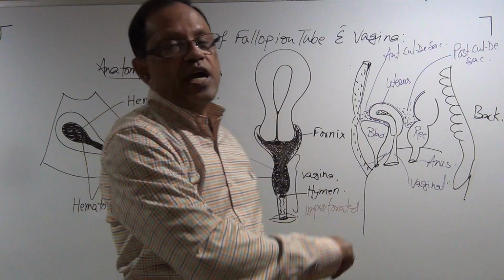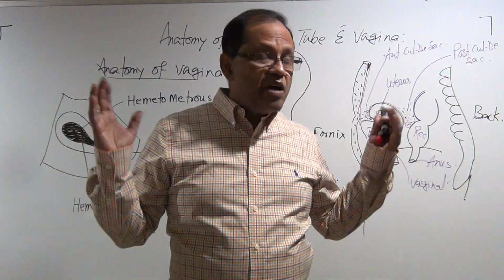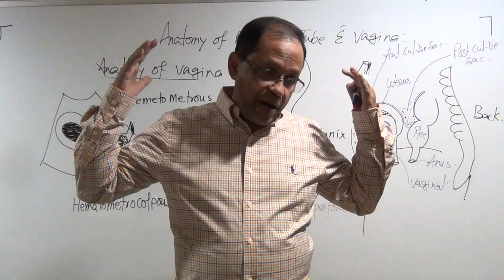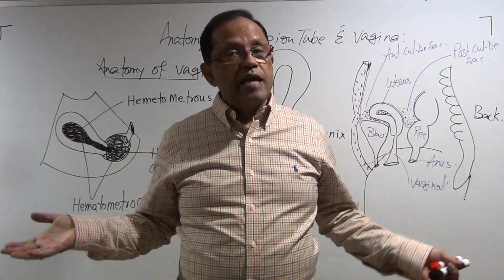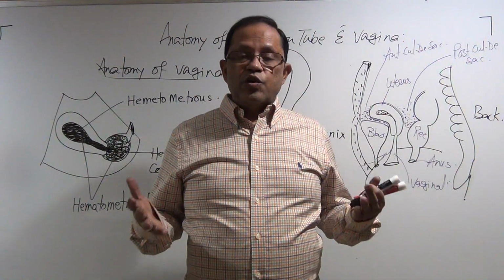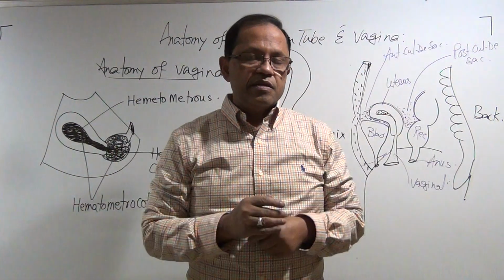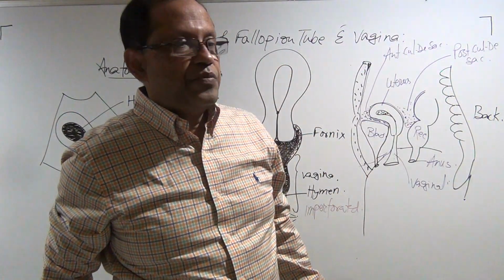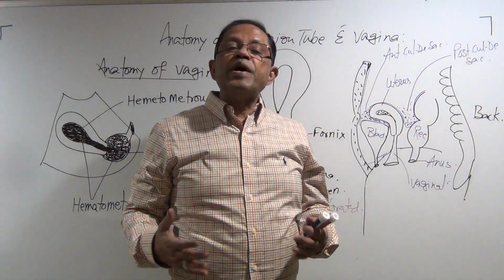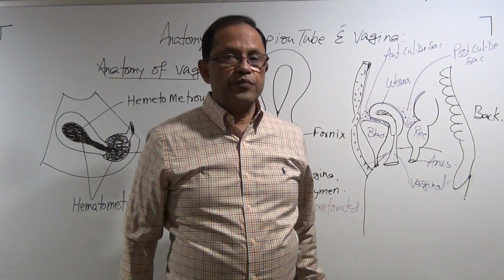So we need to know the anatomy of the vagina. So then what are the functions of the vagina? Vaginal function: it participates in the sexual activities, and it is also a receptacle for the semen discharge. It is also a passageway for menstrual blood to go out.